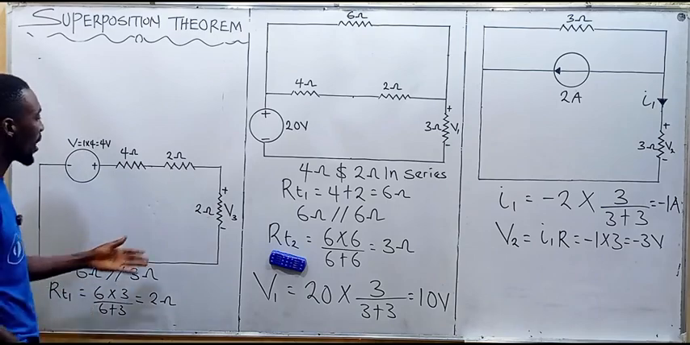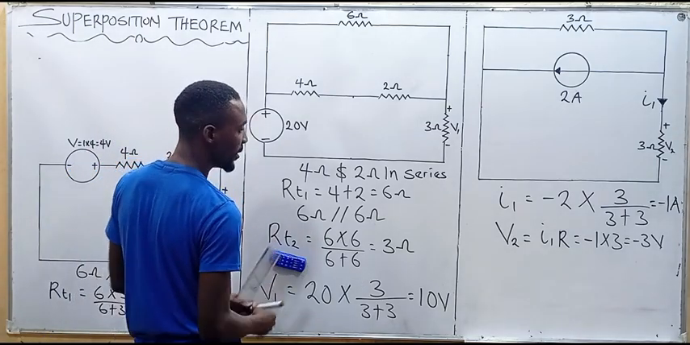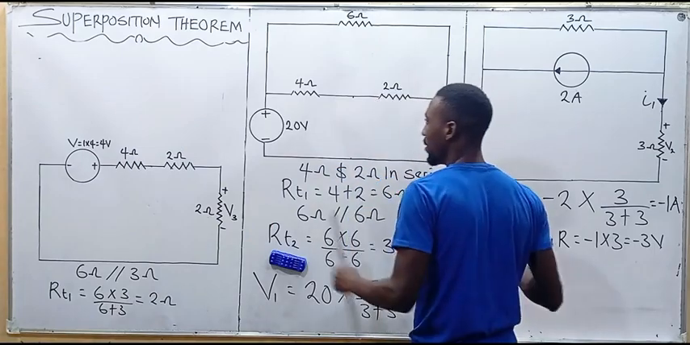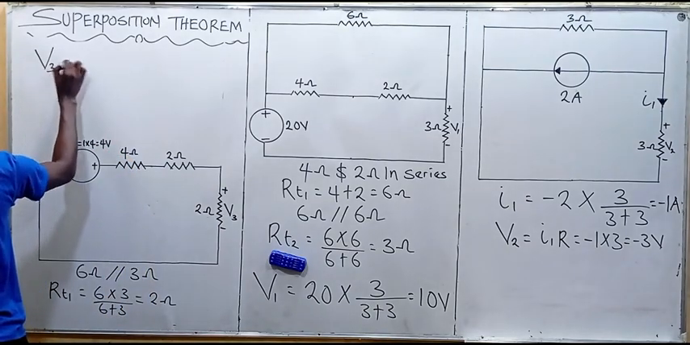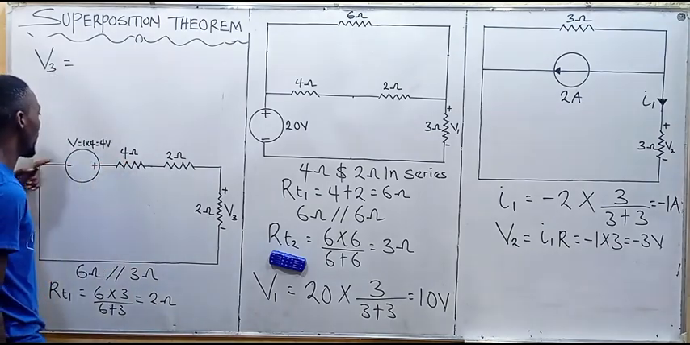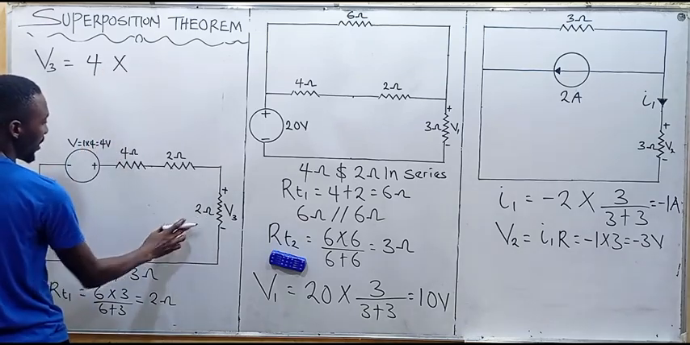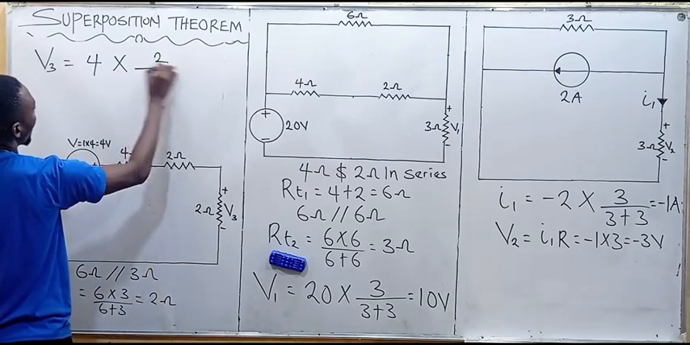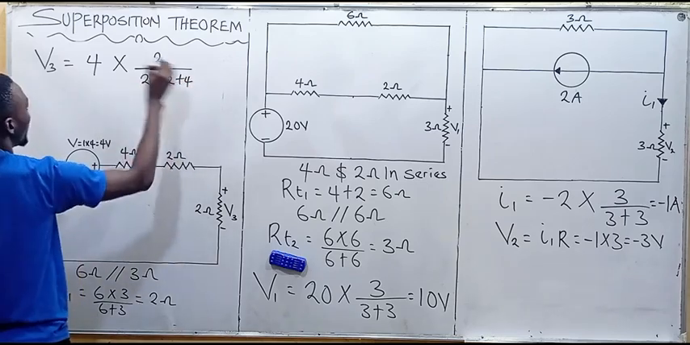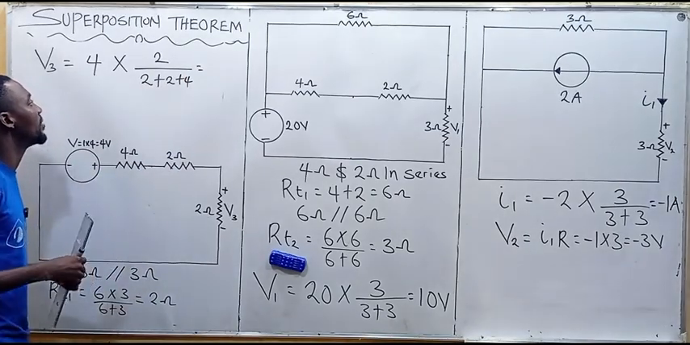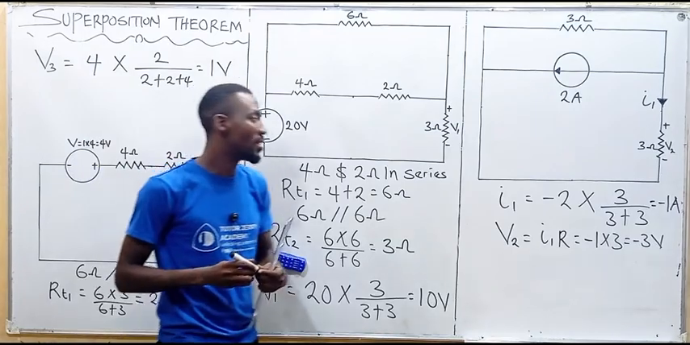Now we can therefore use the voltage division rule to find our V3. All right. So if we want to do that, let's just do it up here. V3 will be equal to the total voltage entering, which is 4, multiplied by the resistor across V3, which is 2, all over 2 plus the series combination of this 2 plus 4. This will be equal to 4 times 2 is 8, 8 divided by 8, which is 1. So this is going to be 1 volt. All right. So this is how to go about it.